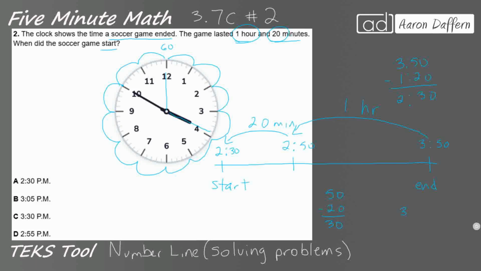So for example, let's say 3:15 minus 1:20. The regrouping rules don't work. If you were to do it like this, watch, 1:95. And it doesn't work because there's not 10 minutes in an hour. There's 60 minutes in an hour, so it's not base 10. So that's why it's best to use these time intervals. So our answer here is going to be A, the soccer game started at 2:30 p.m.